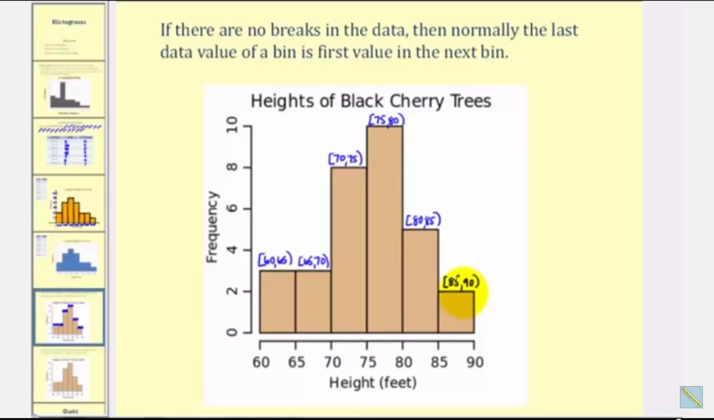So it is important to keep this in mind if you see a histogram labeled as we do here. I hope you found this helpful.